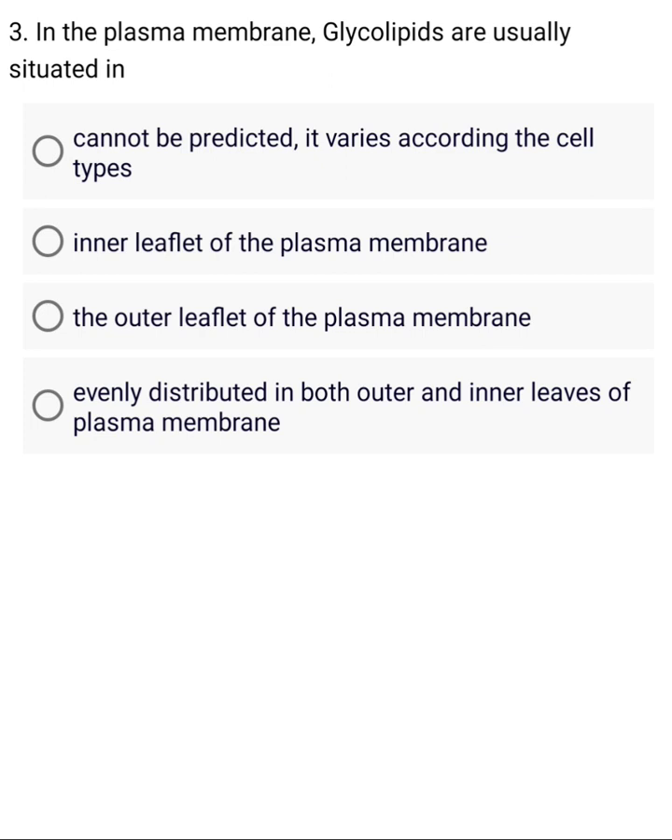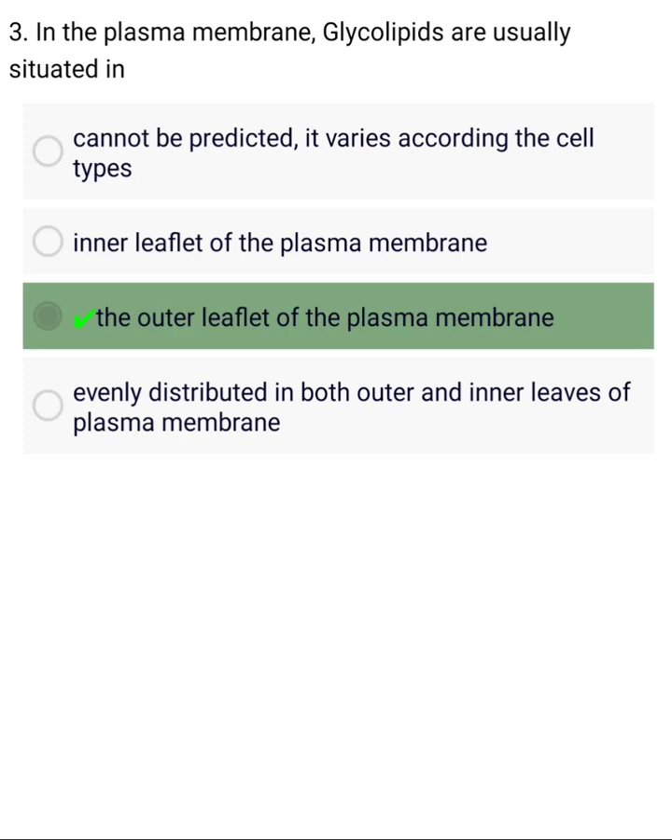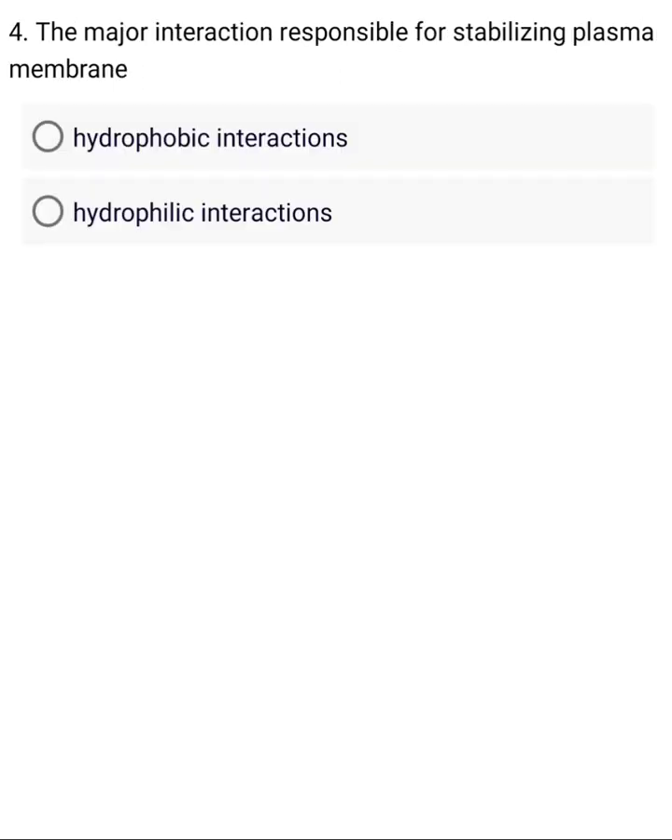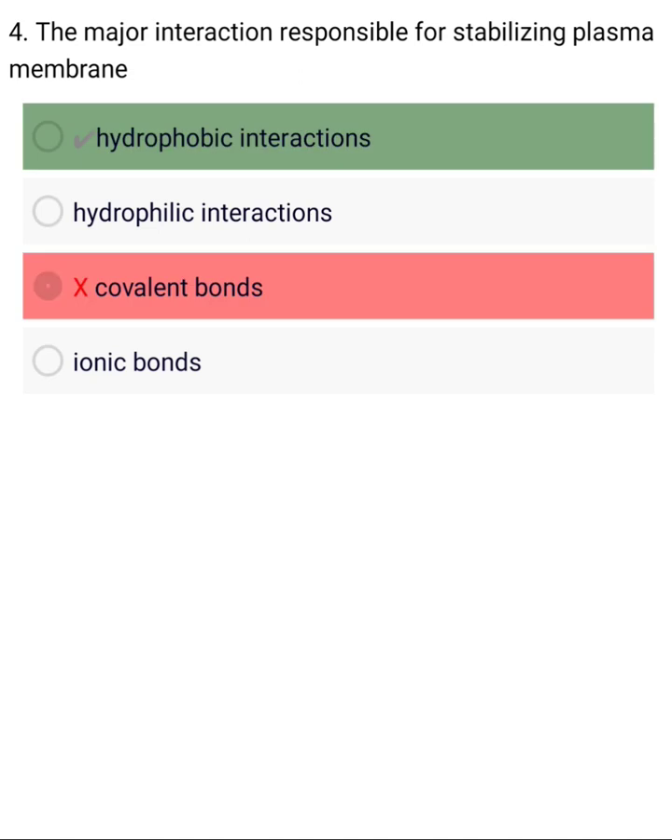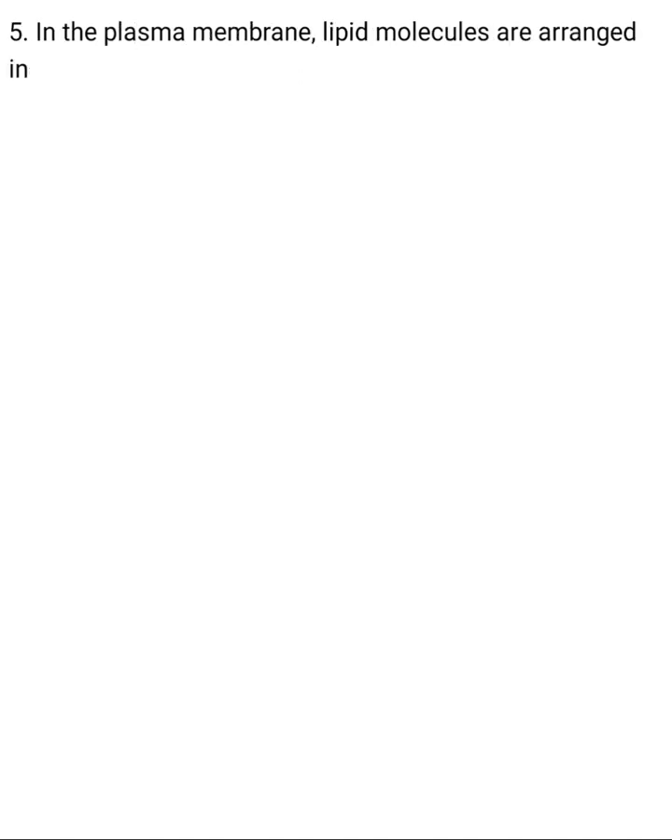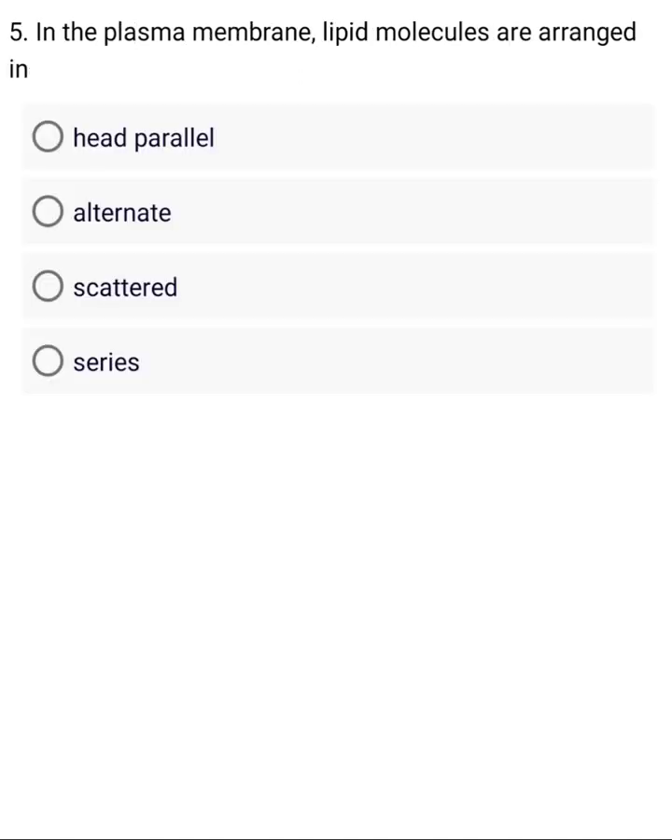Cannot be predicted, it varies according to cell types. B. Inner leaflet of the plasma membrane. C. The outer leaflet of the right. The major interaction responsible for stabilizing plasma membrane. A. Hydrophobic interactions. B. Hydrophilic interactions. C. Wrong. In the plasma membrane, lipid molecules are arranged in A.